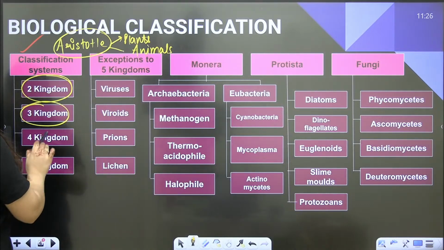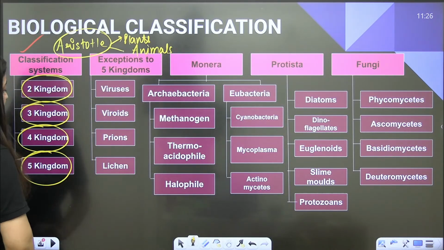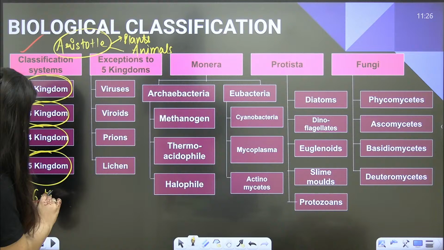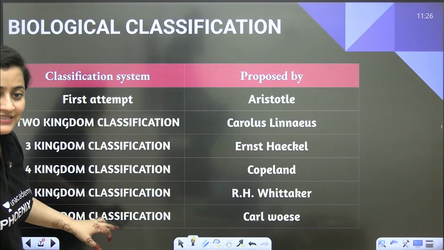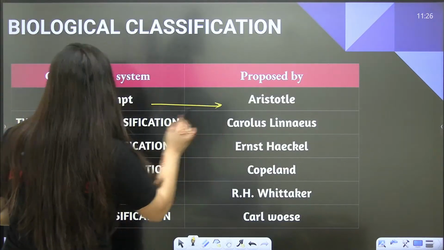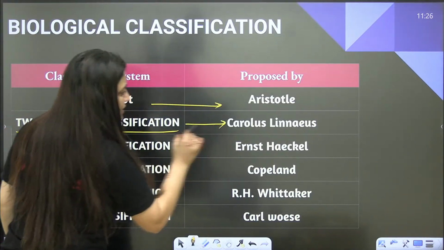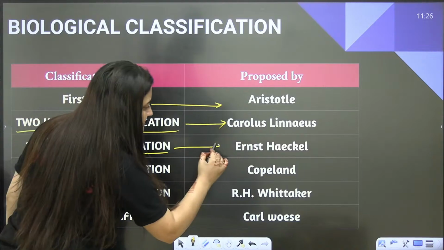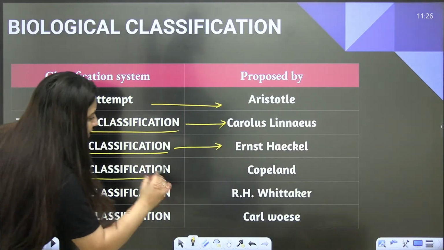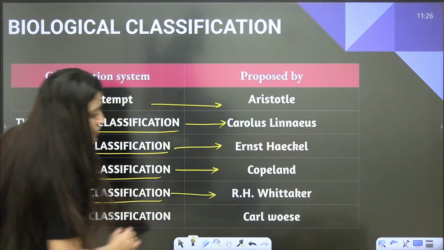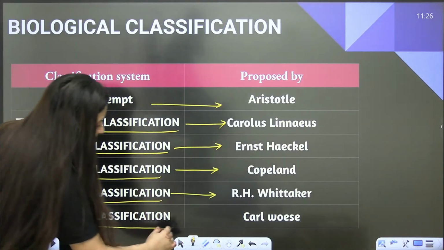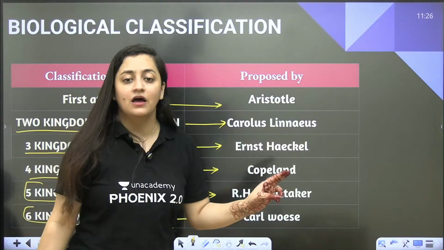Then 3 kingdom is also there, 4 kingdom is also there, 5 kingdom classification is also there, and 6 kingdom classification is also there, right? So here you can see the first attempt made by Aristotle, 2 kingdom classification Carolus Linnaeus, 3 kingdom classification Ernst Haeckel, 4 kingdom classification Copeland, 5 kingdom classification R.H. Whittaker, and 6 kingdom classification was given by Carl Woese. So that is what we completed in the last class.